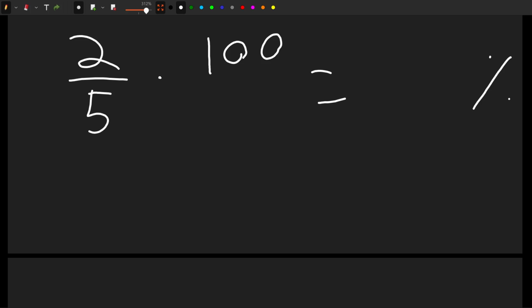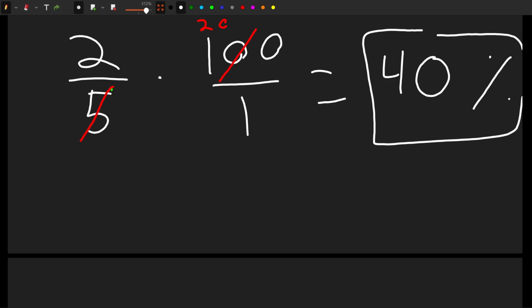So 2/5 times 100. I know 100 is 100 over 1. And I know I can simplify here because 100 has a factor of 5 in it. So I'm actually going to use red for this. What's left over here is 20. And so 2 times 20 now is 40. And so my answer is 40%. Another way you can think about it is 2/5 written as a decimal is 0.4. And then that would also get you to 40%.